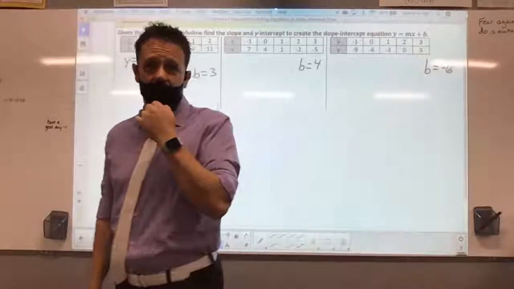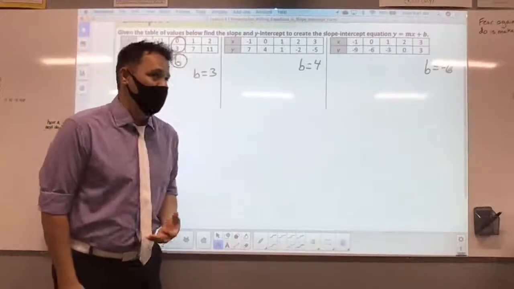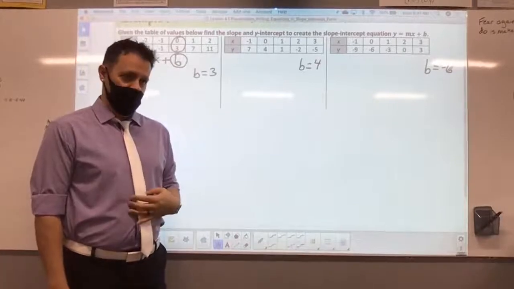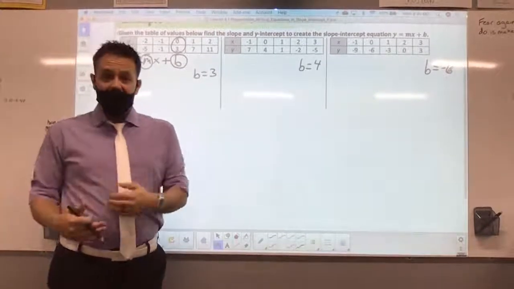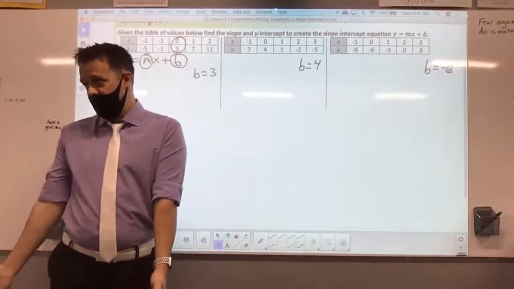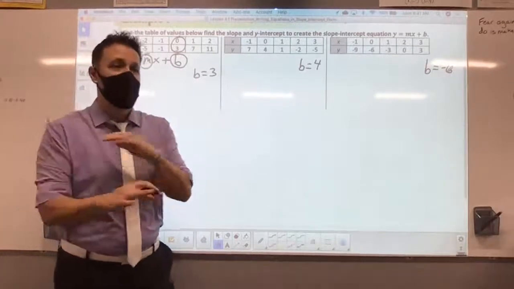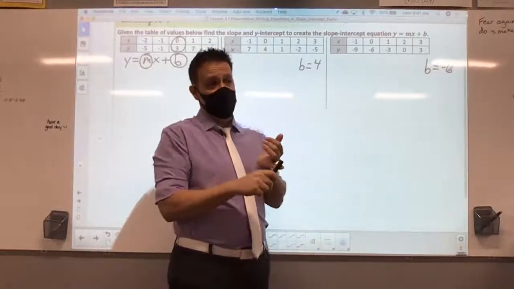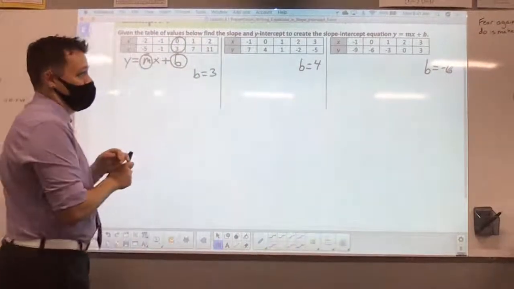Do we care about the x-intercept at all? The answer is no. We never do, unless I tell you to solve and find the x-intercept. Otherwise, we never care about it. You never care about the x-intercept unless it's asked of you, like, what is the solution? What does it mean?